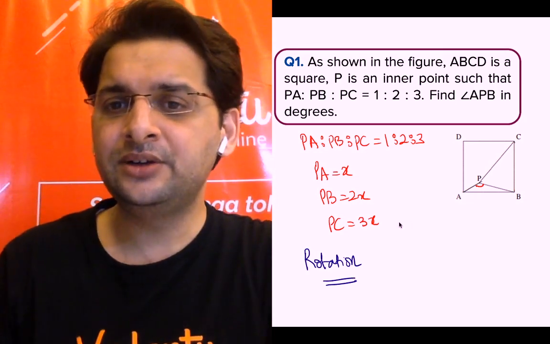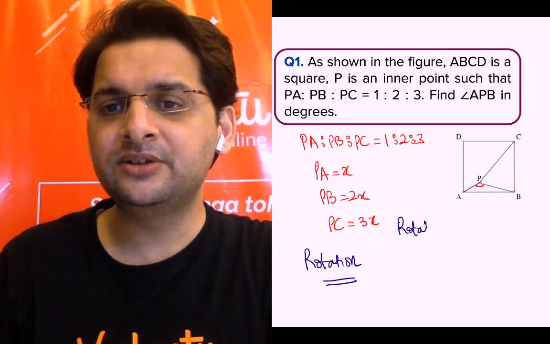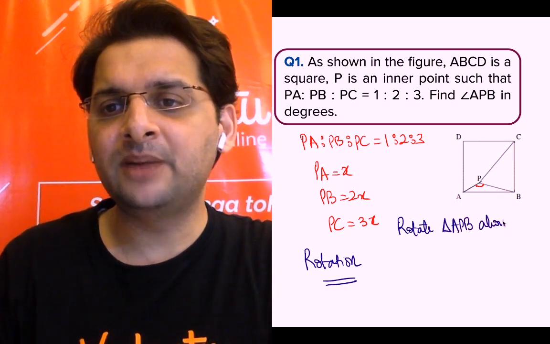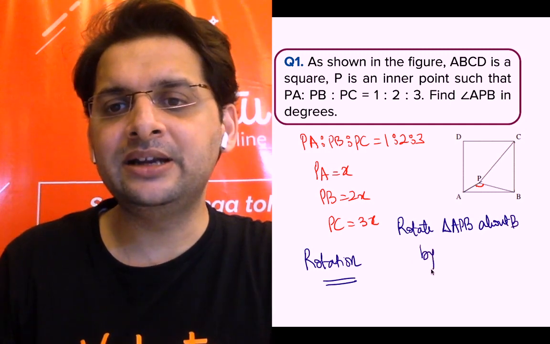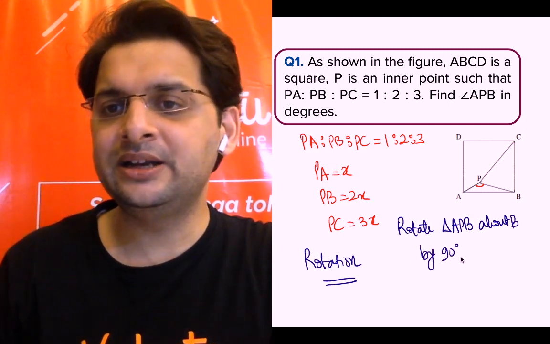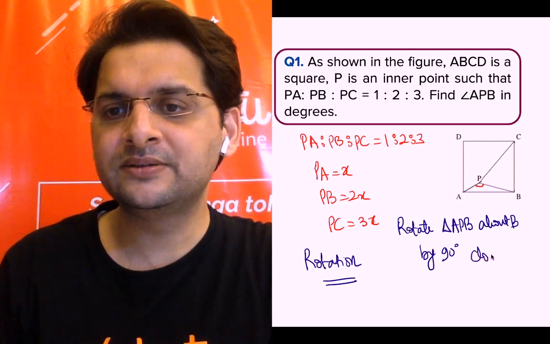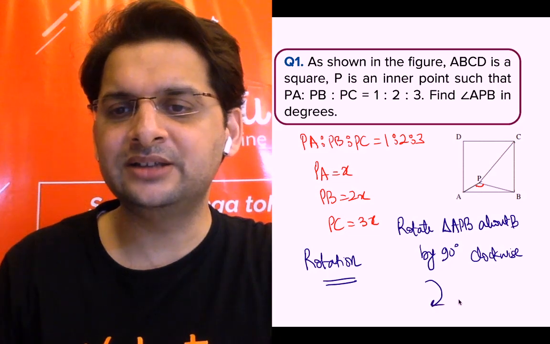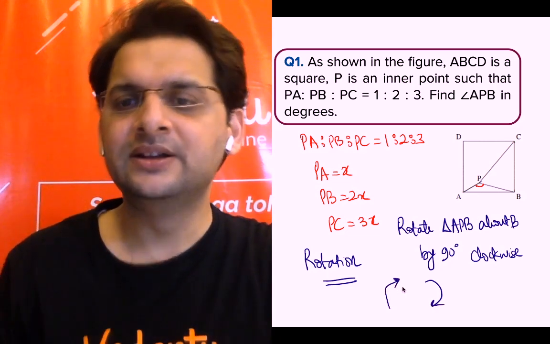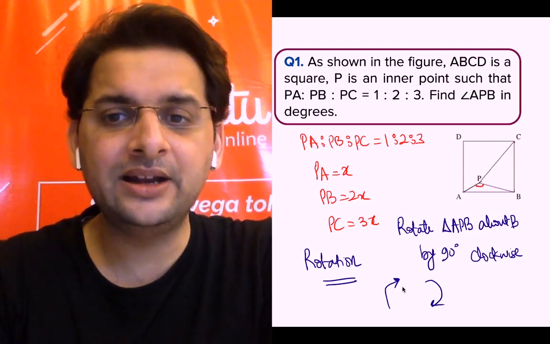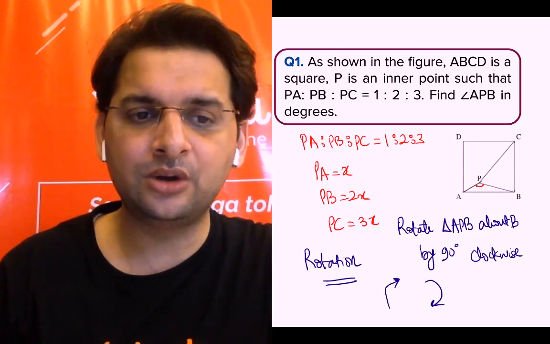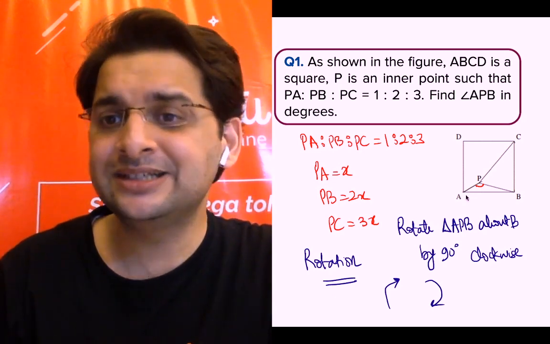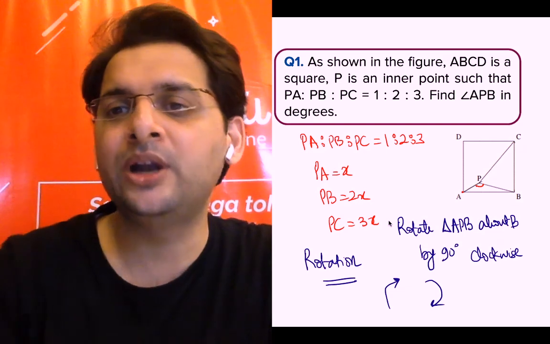So what you do is you try to rotate triangle APB about B by 90 degrees clockwise. Clockwise means in this manner. This is clockwise. So try to rotate triangle APB by 90 degrees in the clockwise direction and things will be much simpler. Now since this is a square, can you tell me where will A point go?